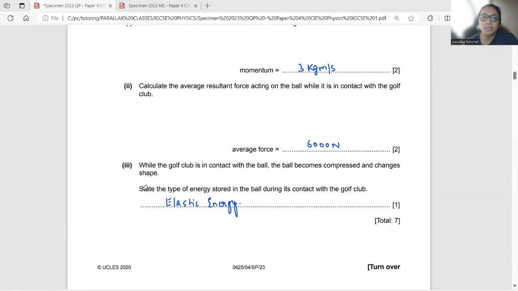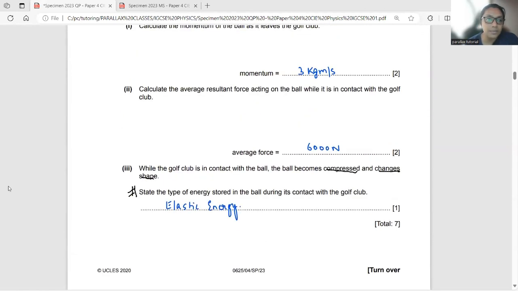Now we come to the last part of it. The question says, while the golf club is in contact with the ball, the ball becomes compressed and changes shape. The moment you read compressed and changes shape, in your mind, you should know that we are talking about elastic energy over here. And that's what the question also asks you: state the type of energy stored in the ball during its contact with the golf club. It is elastic energy. Okay, with that, we end the 2 questions of this paper.